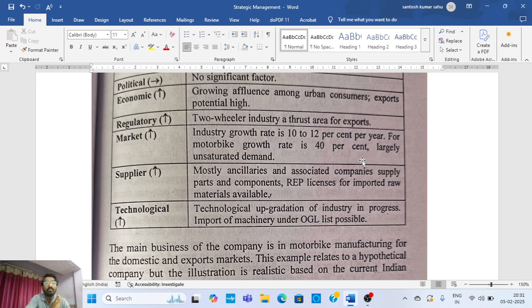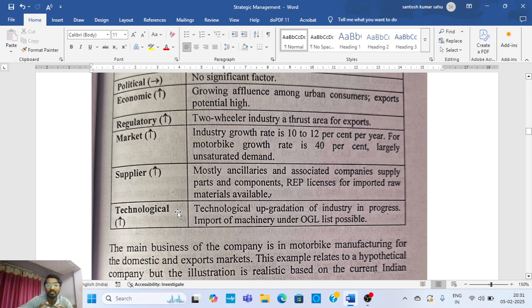Then with the regulatory environment, we come to the market environment sector. If you can see, the industry growth rate is 10 to 12% per year. For motorbikes, the growth rate is 40%, largely unsaturated demand. Then coming to the supplier part, mostly associated companies supply parts and components, RP license, important raw materials available. That can create a good product, which we discuss as a particular motorbike.